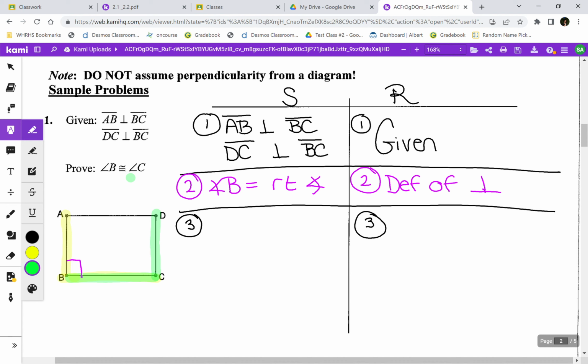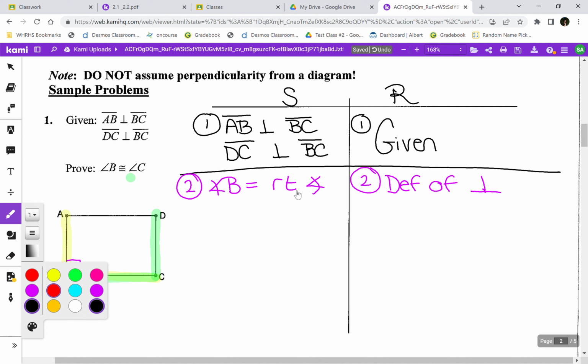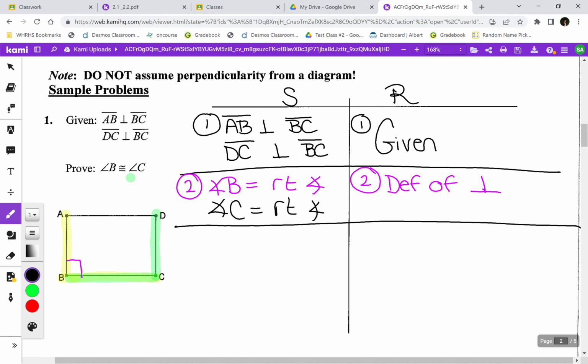Now, is that going to be the same reason as step number 2? Yeah, so can I put them in the same step if I wanted to? Yeah, you can. If it's the same reason, you can put it in the same step. So I'm going to say angle C equals right angle. And it was also the definition of perpendicular that led us to that conclusion.